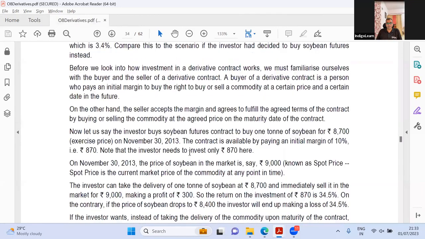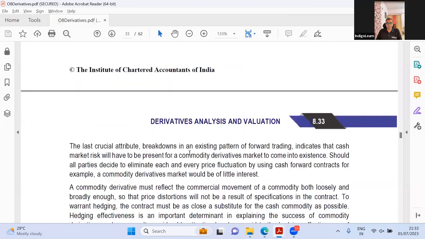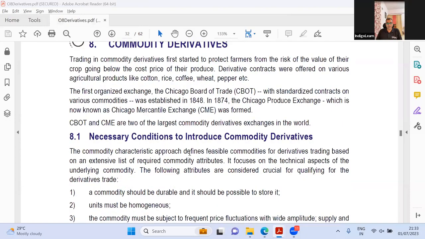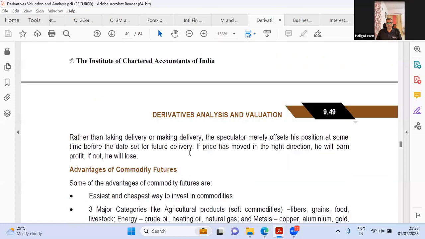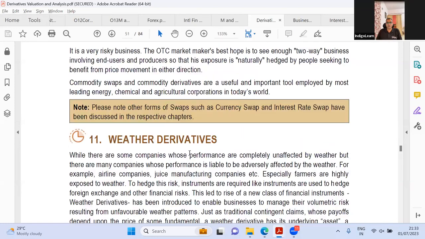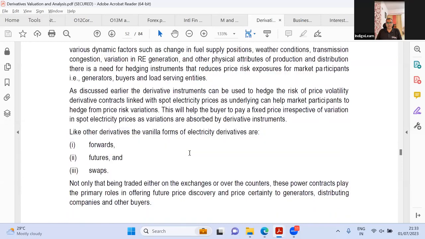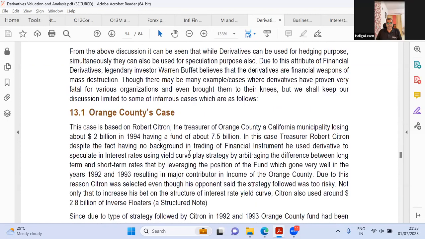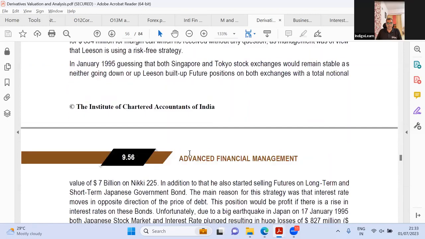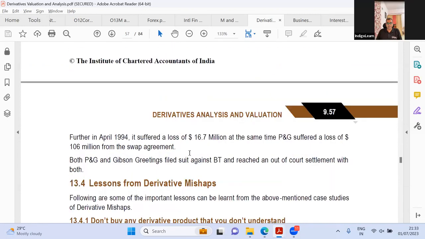Commodity derivatives was a very simple thing. Have they added anything new in commodity derivatives? No, I don't think so. Well, they've added just about weather derivatives and electricity derivatives afresh, and some cases: the Orange County case, the Barings Bank case is a famous case, the P&G case, then lessons from this mishap.